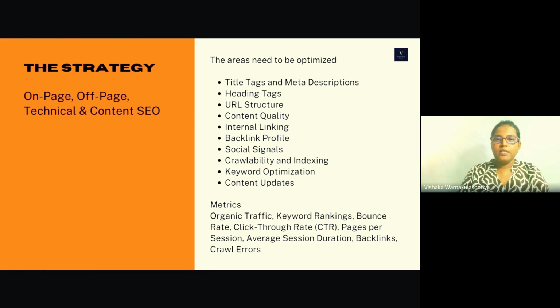So these are the areas you need to optimize: title tags and meta descriptions. Basically, title tags communicate to the search engine what your content is about, and meta descriptions communicate to the visitor that your topic is about tourism, or your topic is about an online store. That's what they do.